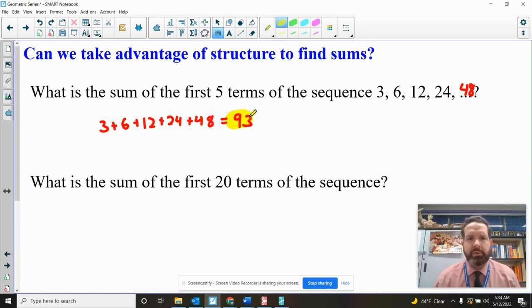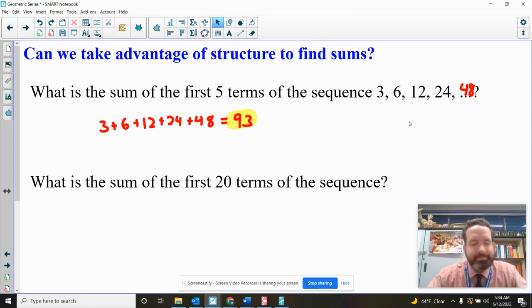Let's now move on to this next one. What is the sum of the first 20 terms of the sequence? Here's where my lazy is starting to kick in. I have no desire to find 20 numbers and then go back and add up those 20 numbers. I'd like to see if we can take advantage of the structure here to find a shortcut. And let you know something, we're going to be able to.